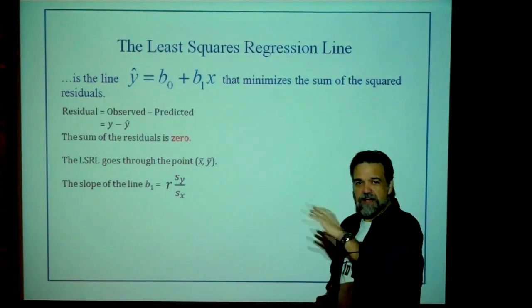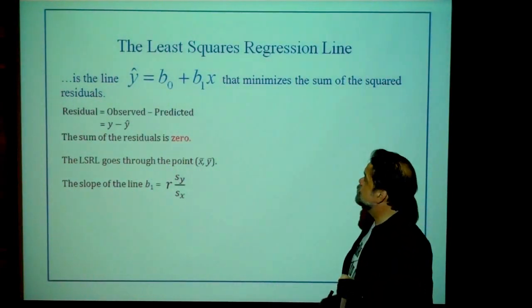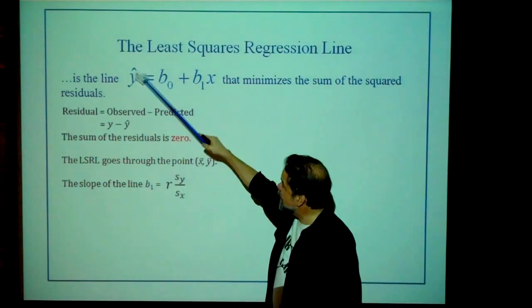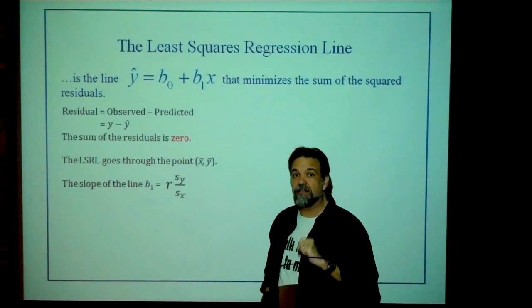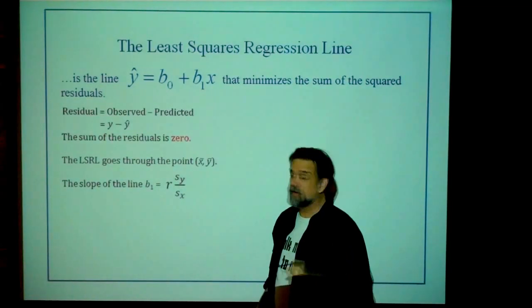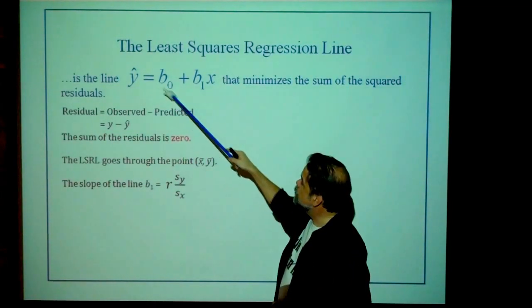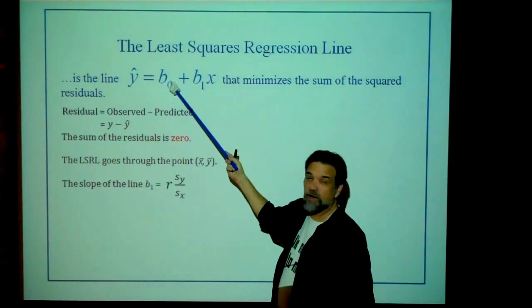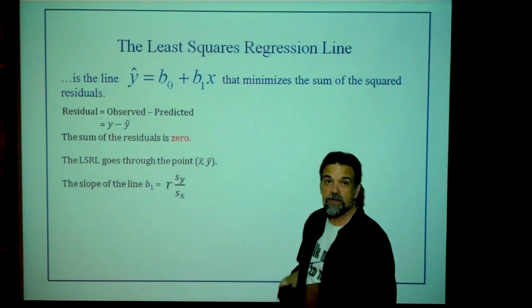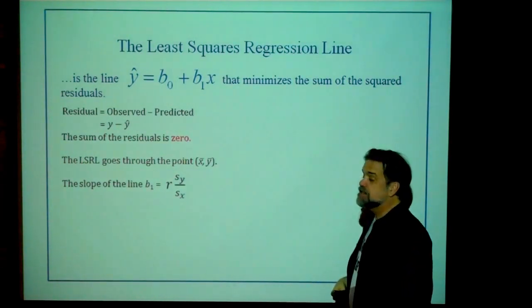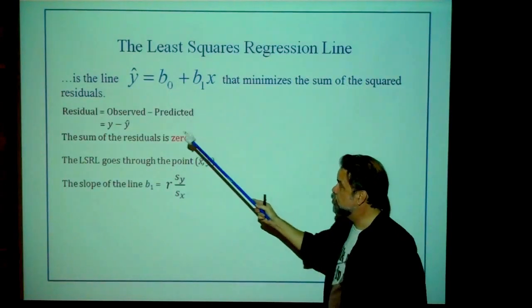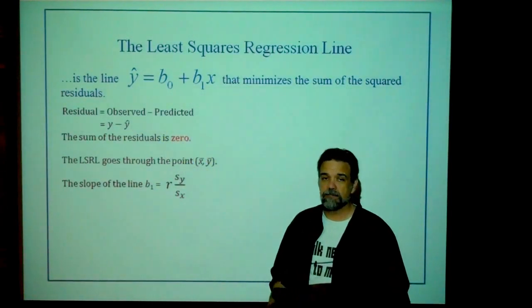So let's move on. Let's find out what we can about this least squares regression line. It's the line y hat. When we put a little hat on the y, that means we're modeling, predicting, estimating. y hat equals b0 plus b1x. So b0 is our y-intercept, and b1 is the slope of our regression line. And it's the particular line that minimizes the sum of the squared residuals.